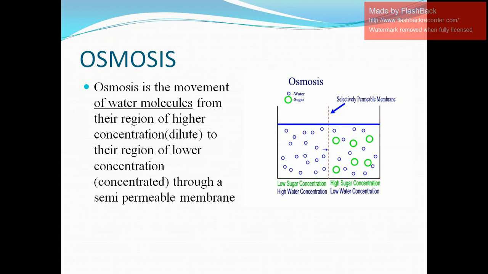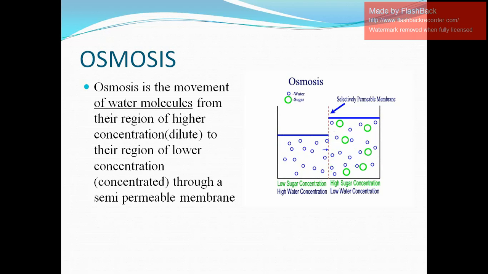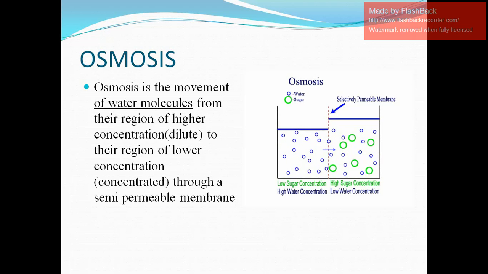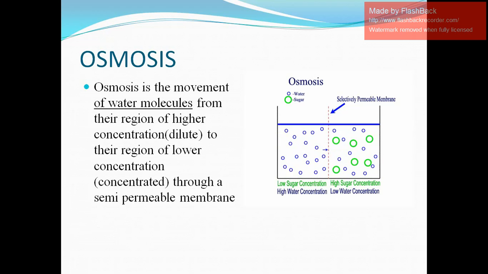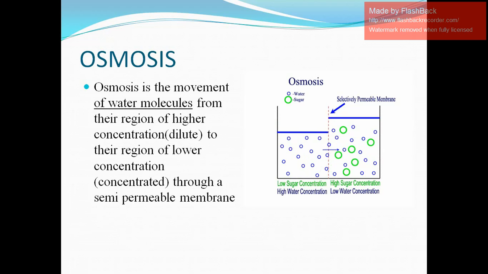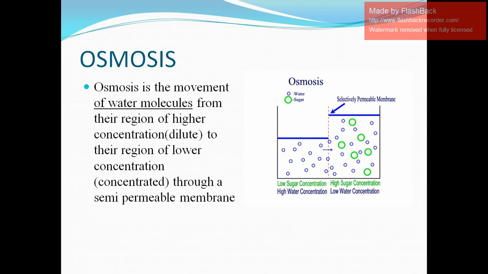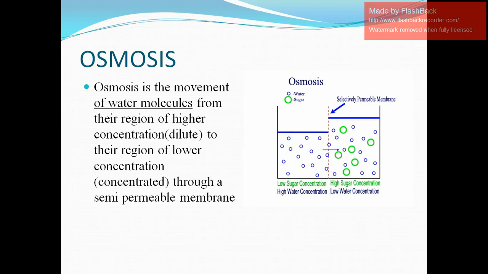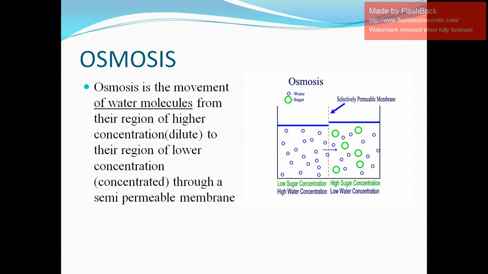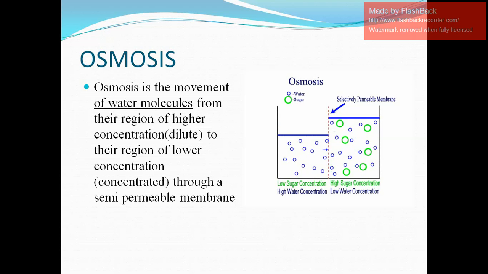So osmosis is the free movement of water molecules from their region of higher concentration to their region of lower concentration when the two are separated by a semi-permeable membrane. There you can see in the picture it is clearly showing a selectively permeable membrane, or semi-permeable membrane, because semi-permeable membranes allow only certain substances to pass through, like charged ions and small size molecules. So selectively permeable membranes only allow such substances to pass through.